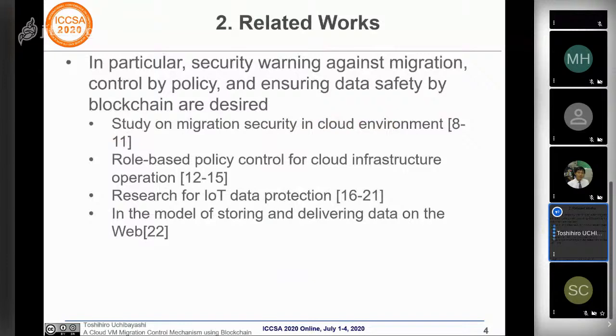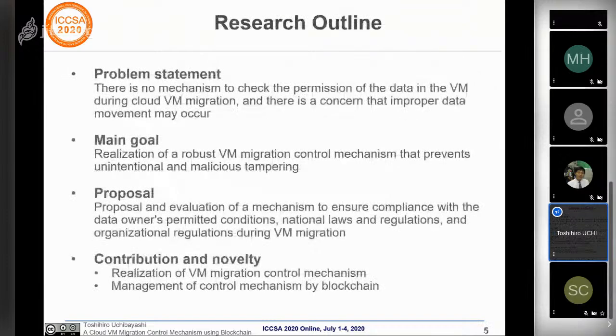This is related to ACS: a security warning against migration, policy control, and ensuring data safety by blockchain are desired. Here is the research outline of my presentation.